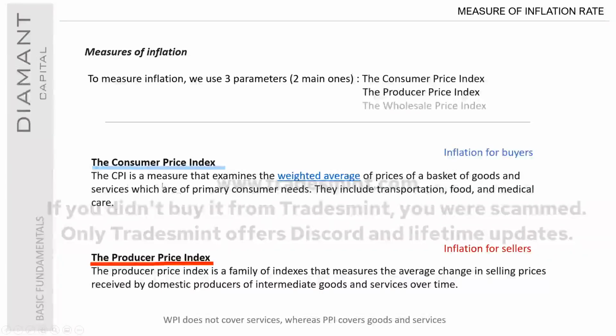The CPI is a measure that examines a weighted average of prices of a basket of goods and services which are of primary consumer needs. They include transportation, food, and medical care. This is an average for understanding the basic needs and purchases of the normal consumer, in this case, America, for example.